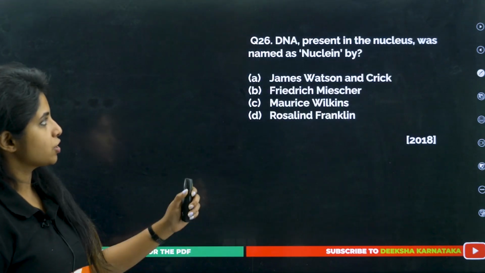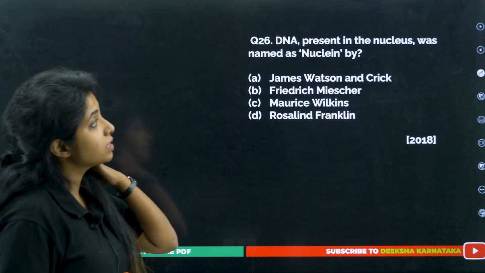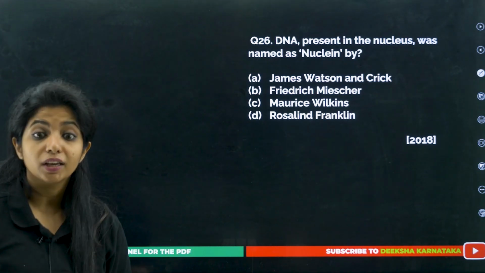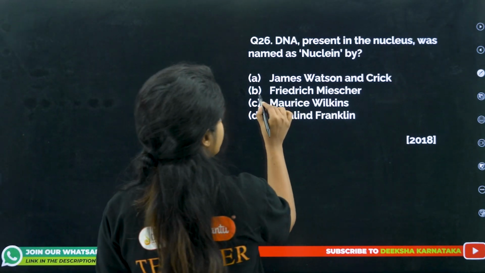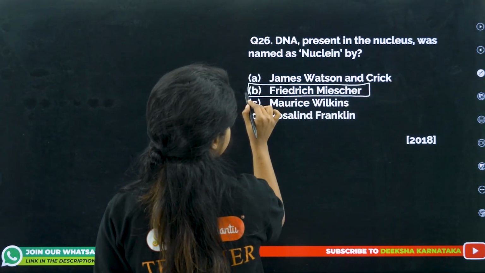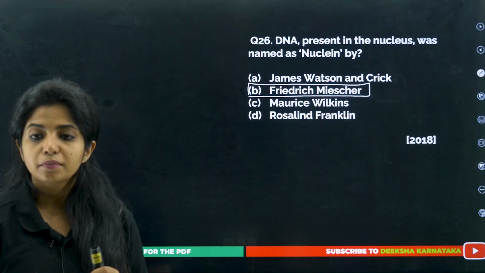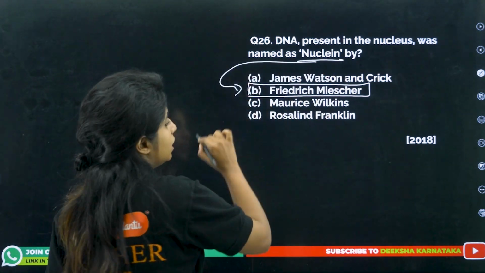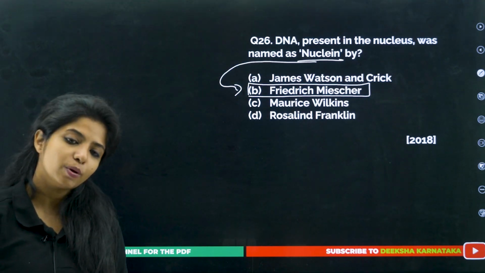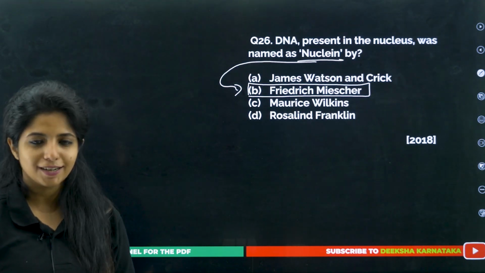Next question. DNA present in the nucleus was named as nuclein by whom? Who was the person who said that it was nuclein? It was Frederick Miescher, my dear children. He was the first guy to initiate a lot of things. This is a direct question from NCERT. You can remember it as such.